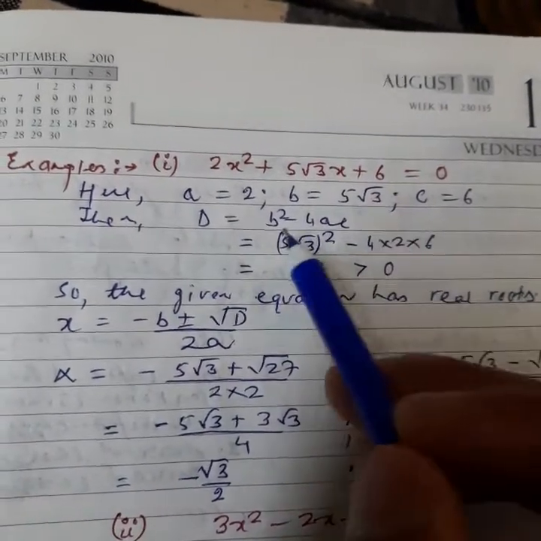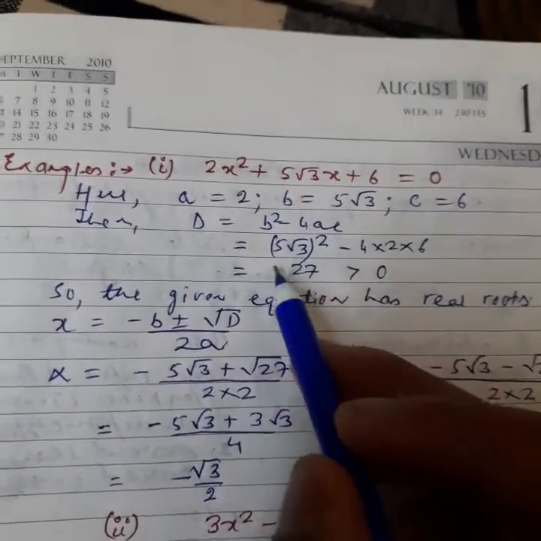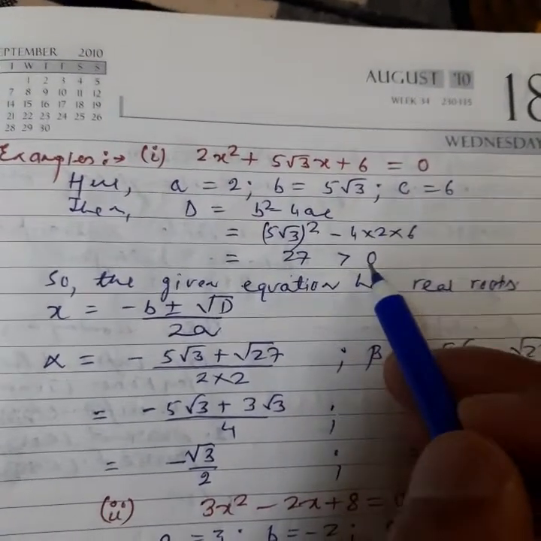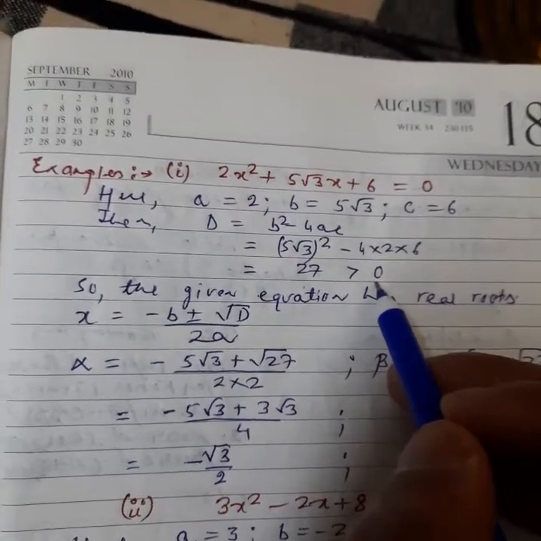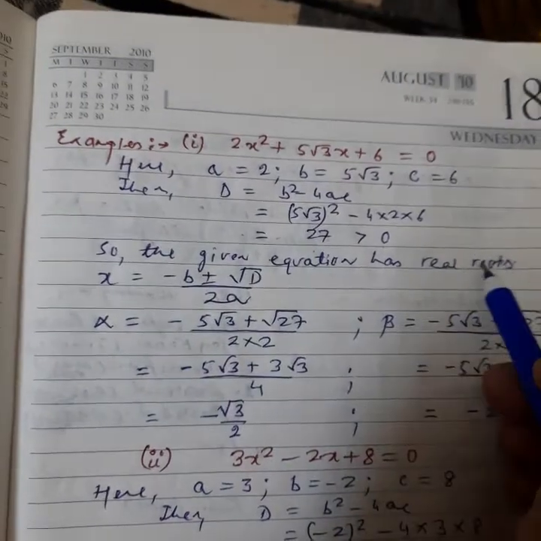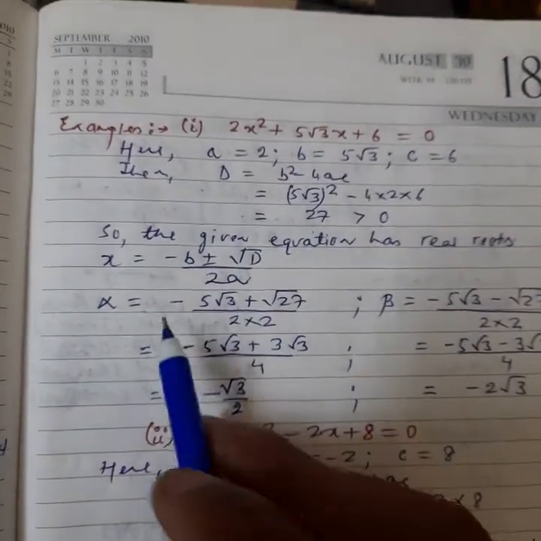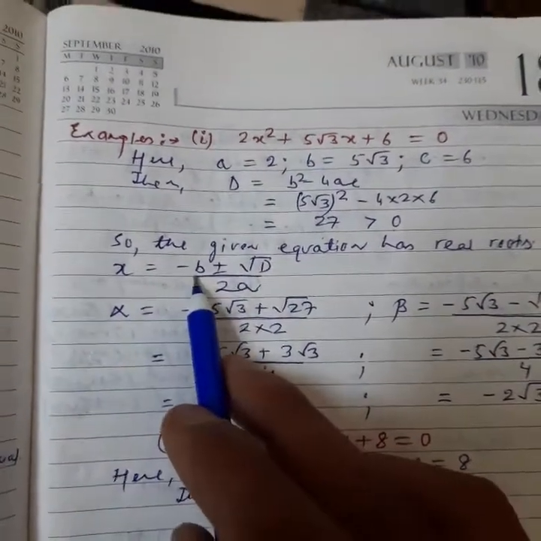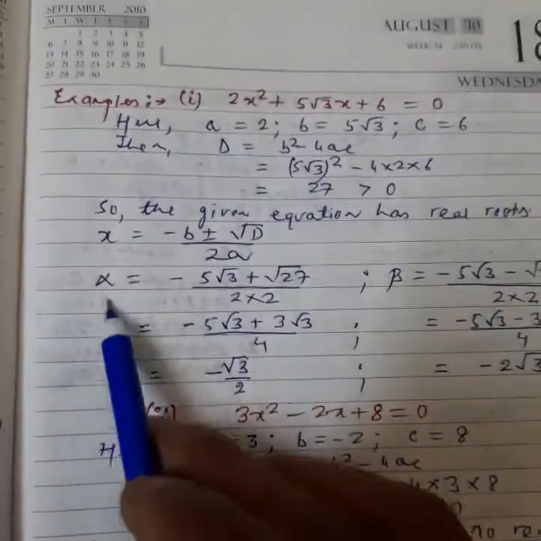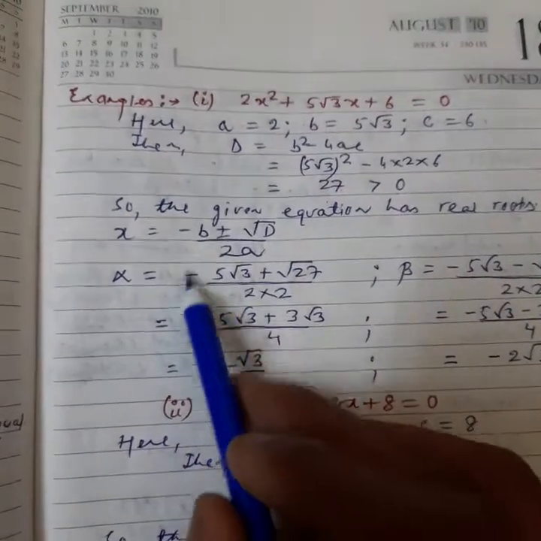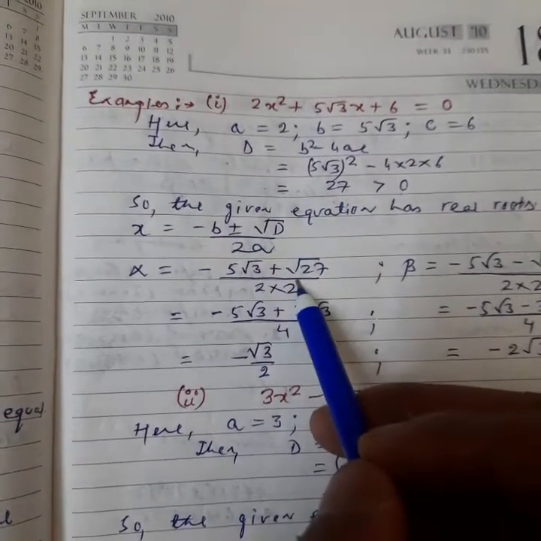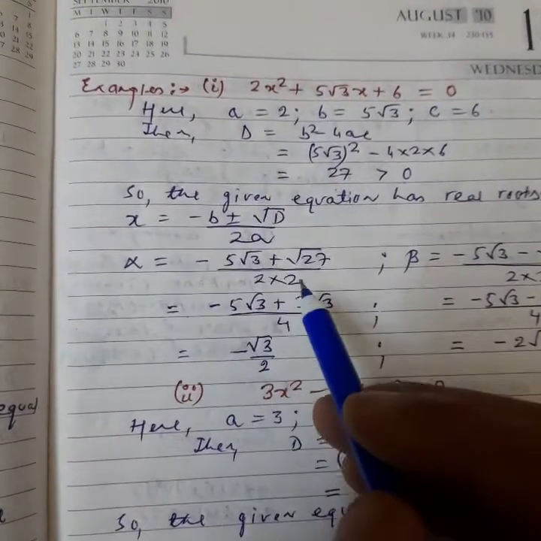Let us put the values in place of a, b, c. So after solving this, what did we get? 27, which is more than 0. Since it is more than 0, the zeros will be real. Same thing I've written: the given equation has real roots. Now we can find its roots, which is equal to minus b plus minus root under D by 2a. Let us put the values for alpha and beta separately. Minus b, b was 5 root 3, plus D, we got 27, so root under 27, and 2a was 2.